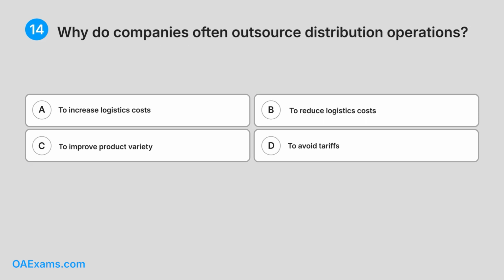14. Why do companies often outsource distribution operations? A. To increase logistics costs. B. To reduce logistics costs. C. To improve product variety. D. To avoid tariffs. Can you guess the answer?